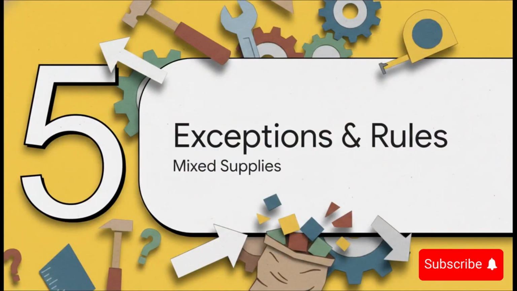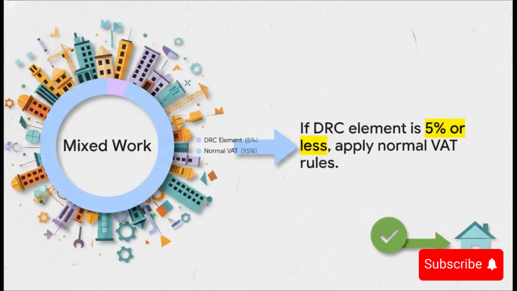Now for Section 5, Exceptions and Special Rules, Mixed Supplies and Unique Contracts. Because let's face it, real-world construction is rarely simple, right? Often, you're supplying both goods and services under one single contract. Normally, this is treated as a single supply, and the reverse charge would apply to the full invoice amount. But there is an exception. If the reverse charge element is just a minor sliver, and by that I mean specifically 5% or less of the total contract value, you can disregard the reverse charge element entirely. You just apply normal VAT rules to the whole transaction. It's a nice little carve-out there.